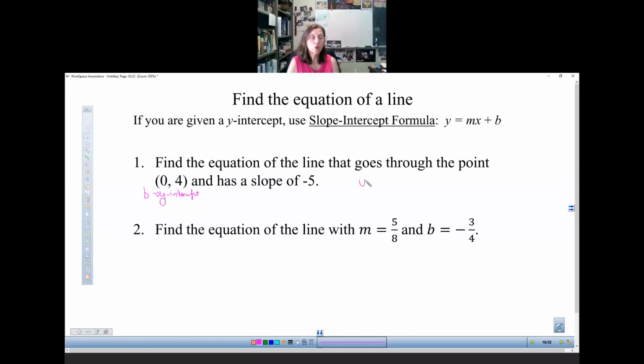So my equation is simply y equals negative 5x plus 4. That's the answer. You don't have to do anything else to that. That's it. y is equal to, we stuff in that m value, that negative 5 for m, and we stuff in that 4 for our b, and we have y is equal to mx plus b.